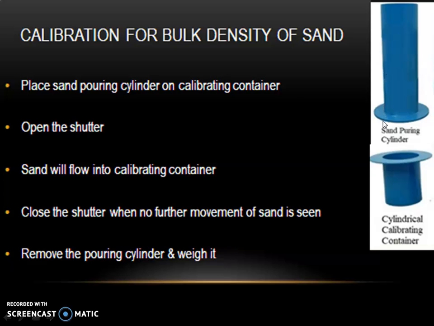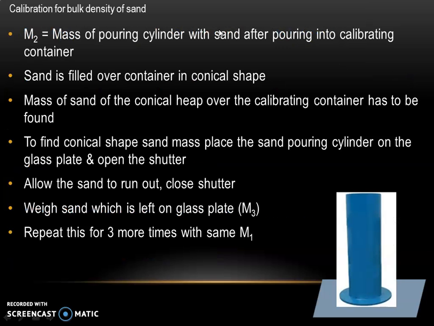After this, sand pouring cylinder is placed on calibrating container. Shutter is opened and sand will be allowed to flow into this calibrating container. After sand stops to flow, the shutter is closed and the mass of the sand pouring cylinder along with the remaining sand is noted down. So M2 is equal to mass of pouring cylinder with sand after pouring into calibrating container.